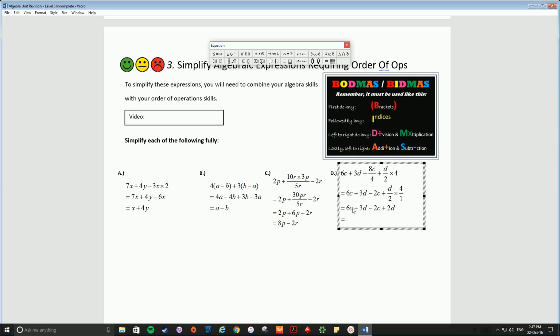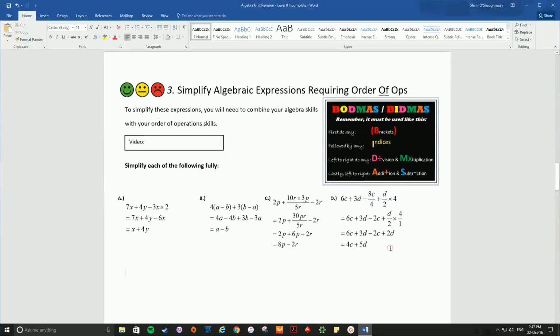We're looking to combine like terms. We've only got additions and subtractions. 6c and a negative 2c is going to combine to give us 4c positive. And I've got a positive 3d and a positive 2d to give me 5d. And that is the solution to that one.